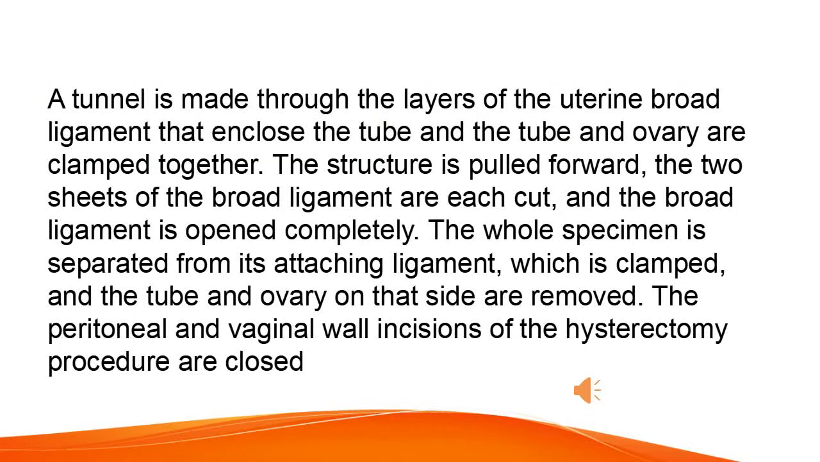A tunnel is made through the layers of the uterine broad ligament that enclose the tube and ovary, which are clamped together. The structure is pulled forward, the two sheets of the broad ligament are each cut, and the broad ligament is opened completely. The whole specimen is separated from its attaching ligament, which is clamped, and the tube and ovary on that side are removed. The peritoneal and vaginal wall incisions of the hysterectomy procedure are closed.